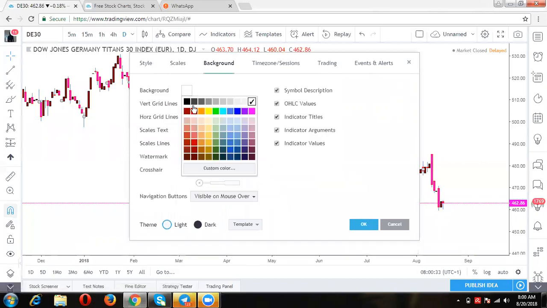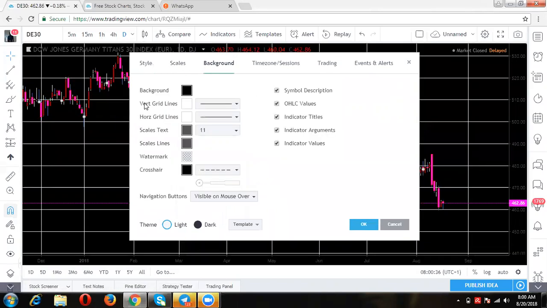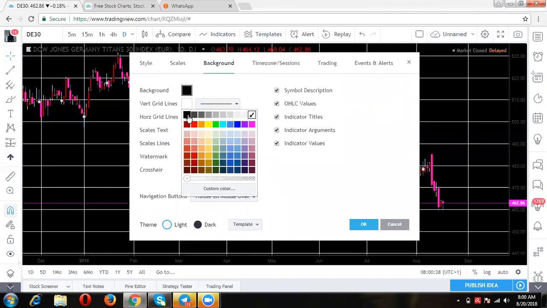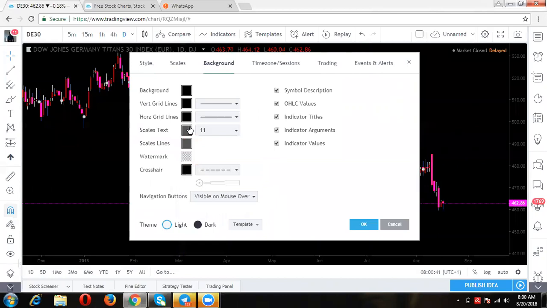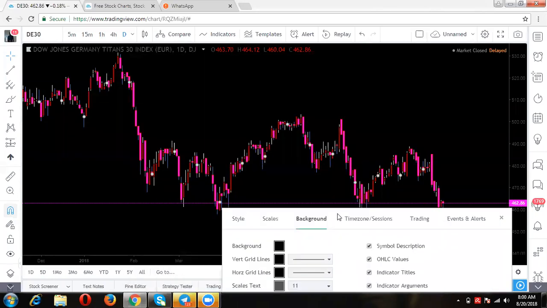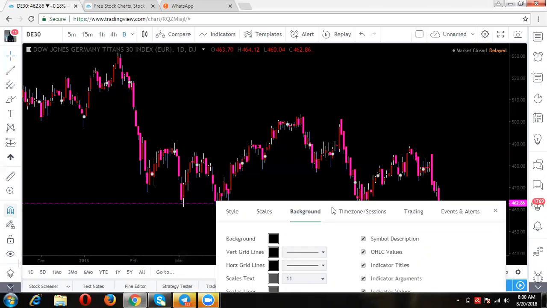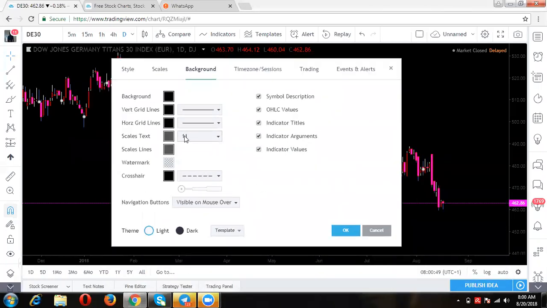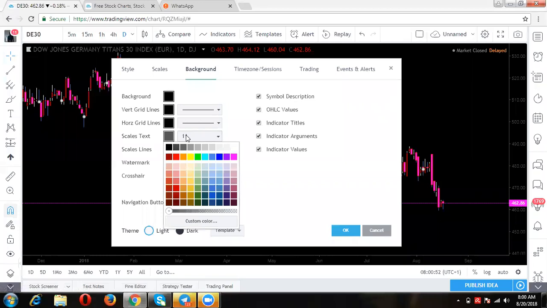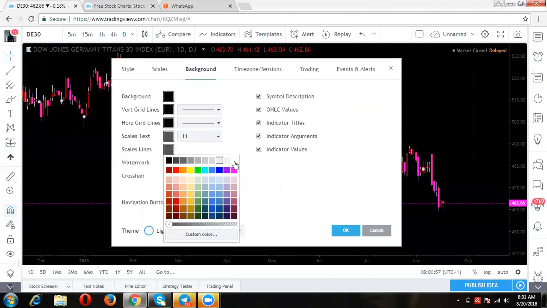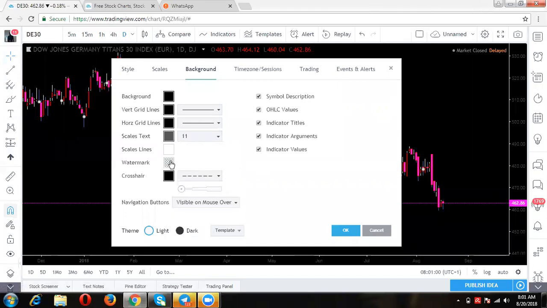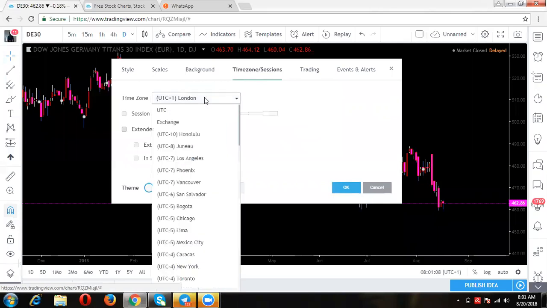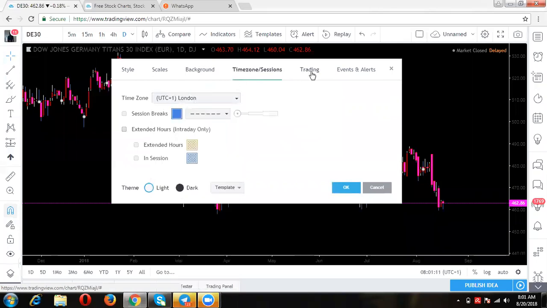In the background, if I want to change my background to black, I can change it to black. These are the grid lines. I want to change my grid line, remove it. I'll just put a black one, so you can see my chart is looking funny. Okay, so this is where you go to customize your scale text, the scale lines. If you want to change the color to white, you can do that. So this is where you come to the time sessions. What session? My time is London, UTC+1. So that's that.